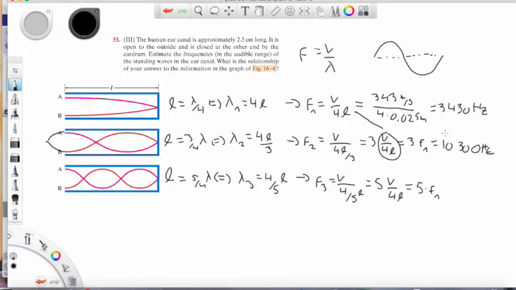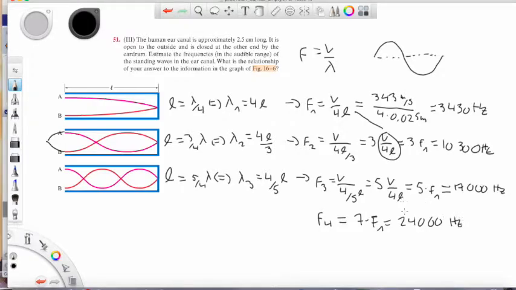And in the third case, we can calculate this one to be about 17,000 hertz. You can already see the pattern. The following frequencies are the odd multiples of the fundamental frequency f1. So we could already say that the fourth possible standing wave would have a frequency of 7 times f1. This would be about 24,000 hertz.